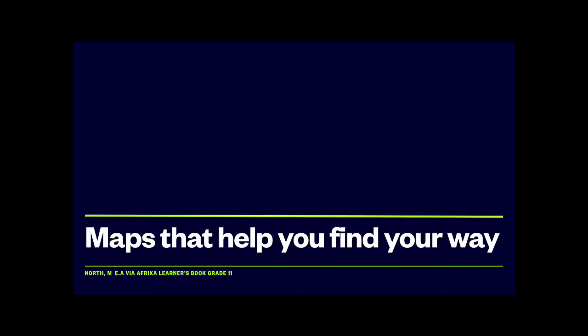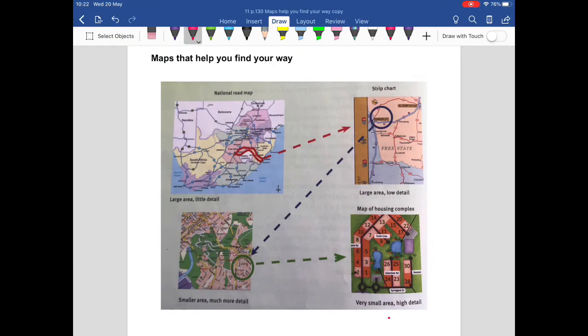The context of this section is to make a trip from Beaufort West in the Western Cape to Pietermaritzburg in KZN to run the Comrades Marathon. The outcomes: you must be able to use national road maps, strip maps, street maps, and housing and complex maps. We're going to look at the various types of maps.